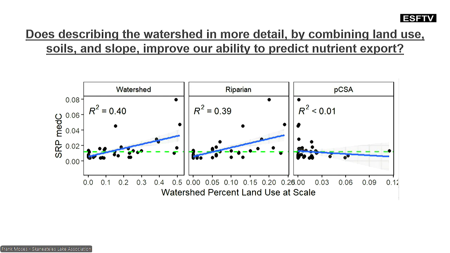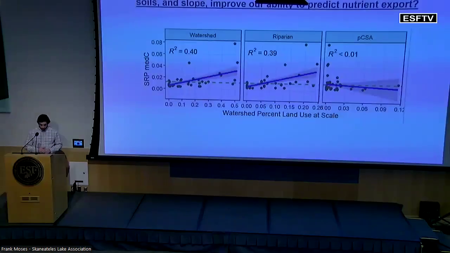And then the poor performance at the PCSA scale does not mean that the intersection of land use with poorly drained soils and steep slopes is not important. It just suggests that restricting the spatial scale of the land use means that we lack sufficient information to predict nutrient export at the aggregated level used here. The aggregated level meaning we removed the temporal component, so we only had one metric, which was the median concentration for the watershed.